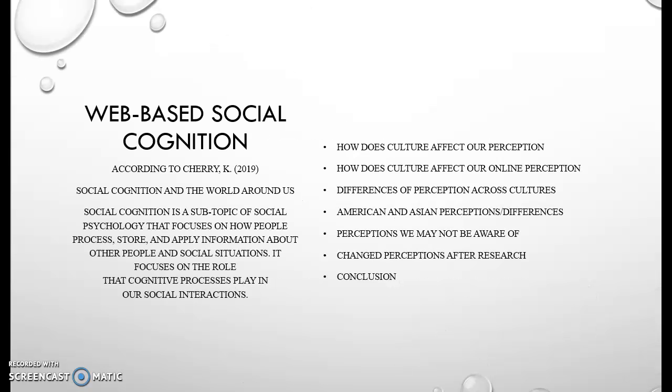Web-based social cognition is a subtopic of social psychology that focuses on how people process, store, and apply information about other people and social situations. It focuses on the roles that cognitive processes play in our social interaction.